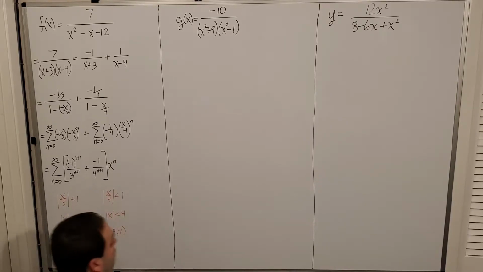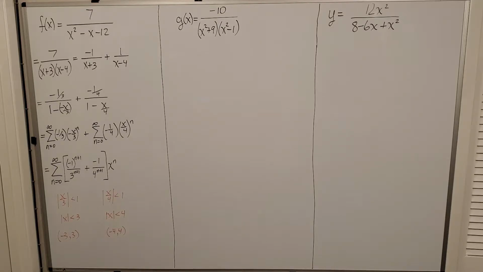Okay? So if you look at these two together on the x-axis, right? So if I have my x-axis here, here's negative 3, here's negative 4, here's positive 3, here's positive 4. From negative 3 to 3 is in here. This is negative 3 to 3. And then negative 4 to 4 is out here.